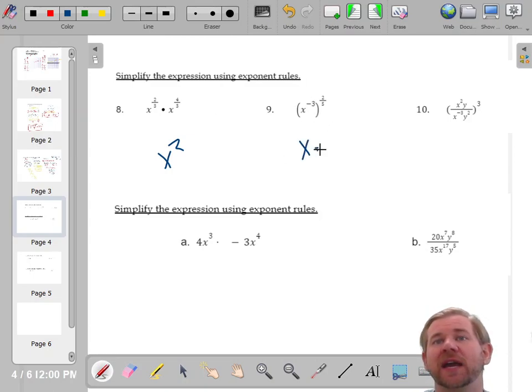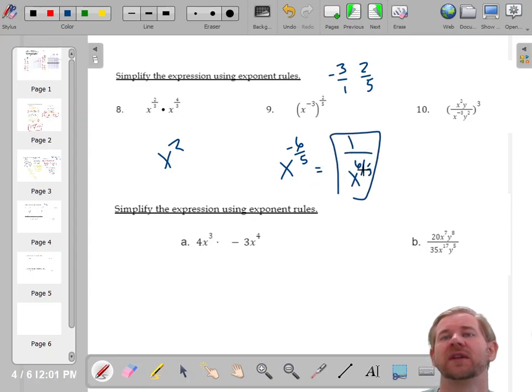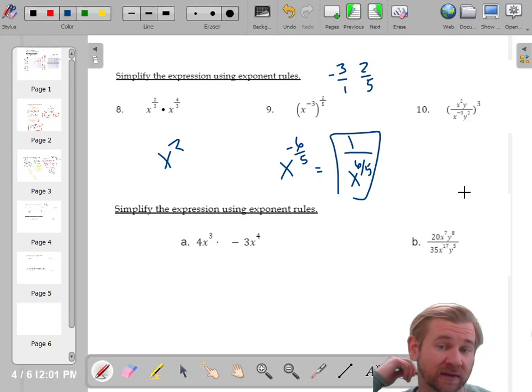Power to power, you multiply. And when you multiply fractions, you multiply across. Negative 3 times positive 2 is negative 6, and 5 times 1 is 5, so negative 6 over 5. Negative 3 times 2 is negative 6, 1 times 5 is 5, which you should write as 1 over 6 to the 5th. We shouldn't have any negative exponents in our simplified answer.